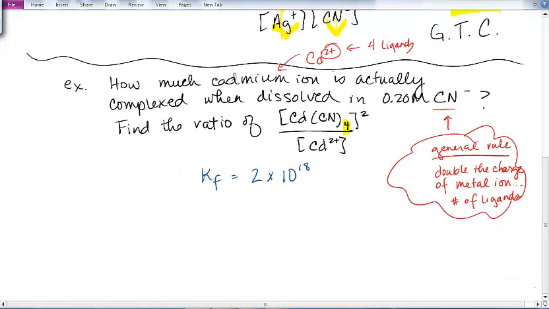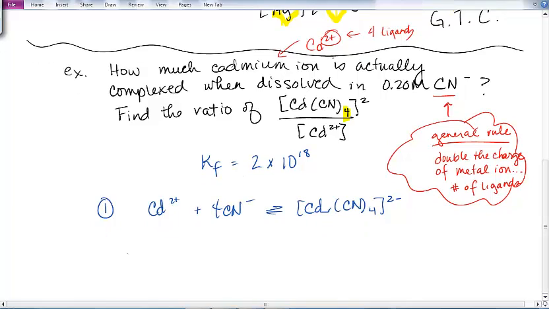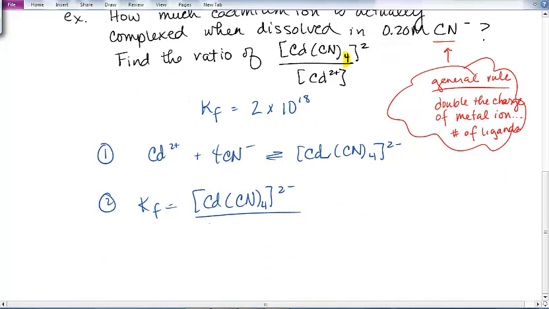So a lot of our same rules here hold true. I mean, they all hold true. We can write an equation, right? Cadmium plus 4 cyanide ion. This is really essentially going to completion because that number is so big. But we're going to go ahead and find that. And we can write a KF expression for that. So the cadmium, cyanide, all that good stuff, over the cadmium and the cyanide.